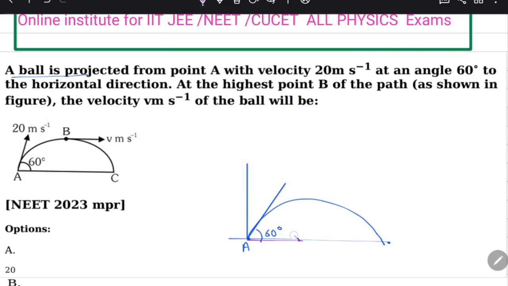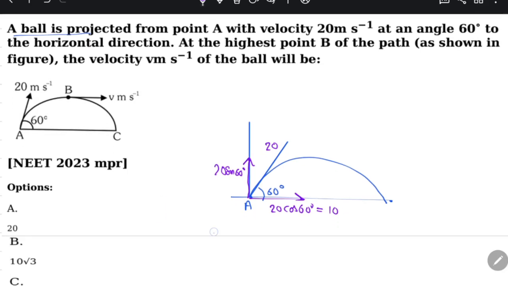This is 20, so the components are 20 cos 60 and 20 sin 60. I resolved this. Cos 60 is 1 by 2, so this is 10. So in the x direction, it is 10 meters per second, and in the y direction, this comes out to be 10 root 3 meters per second.